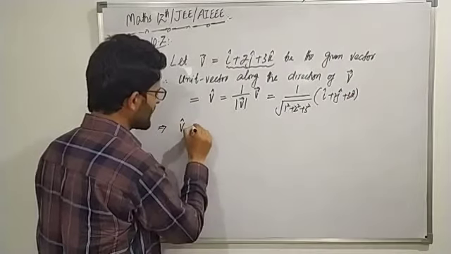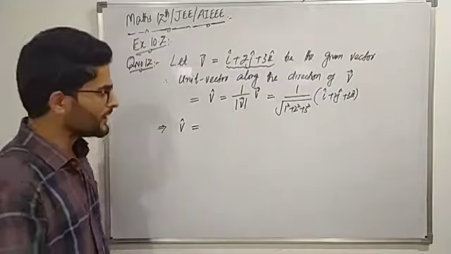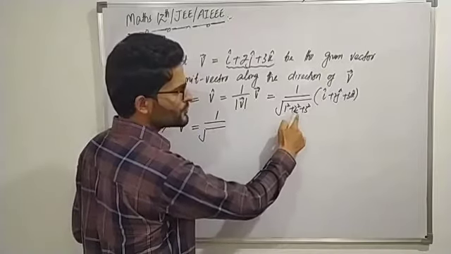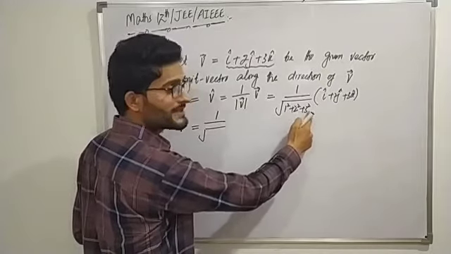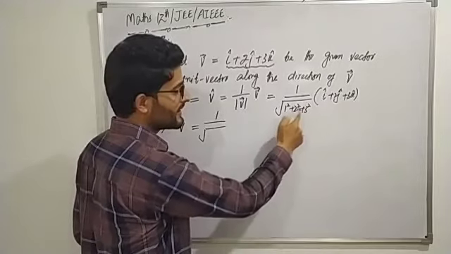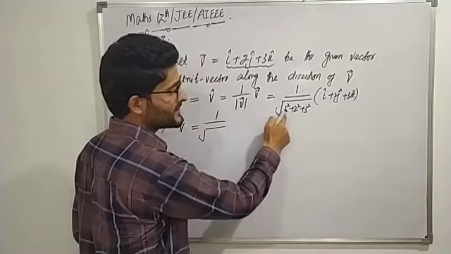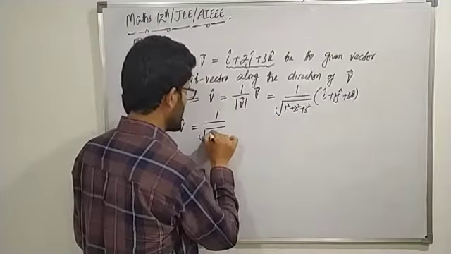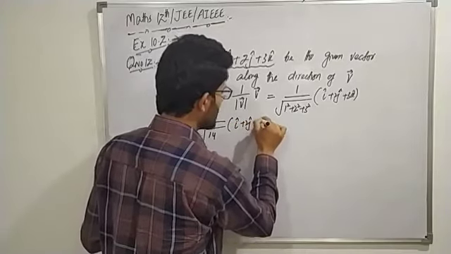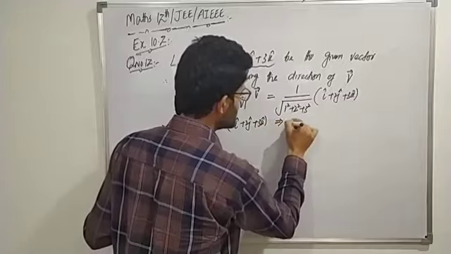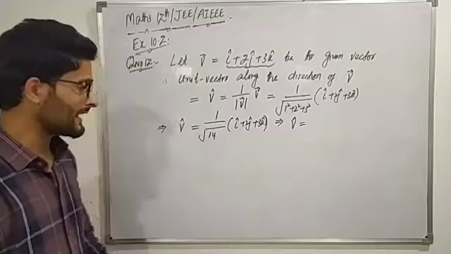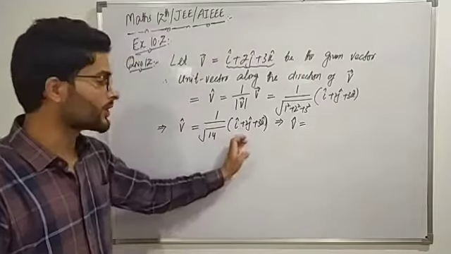So v cap, the unit vector along the direction of the given vector v, is equal to 1 divided by square root of 1 plus 4 plus 9, because 1, 2 square, 3 square. So 1 square is 1, 2 square is 4, 3 square is 9. So 1 plus 4 plus 9: 9 plus 1 is 10, 10 plus 4 is 14. Square root of 14 into i plus 2j plus 3k, implies v cap must be equal to 1 divided by square root 14, which is a scalar. So multiply every component by this scalar, what will we get?